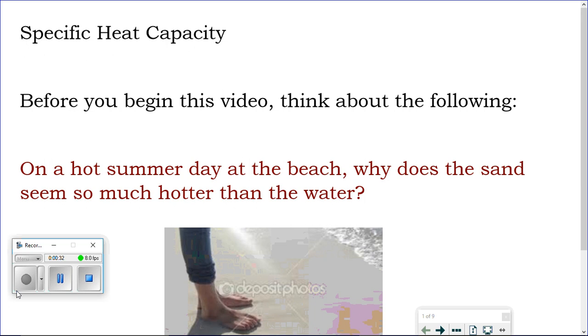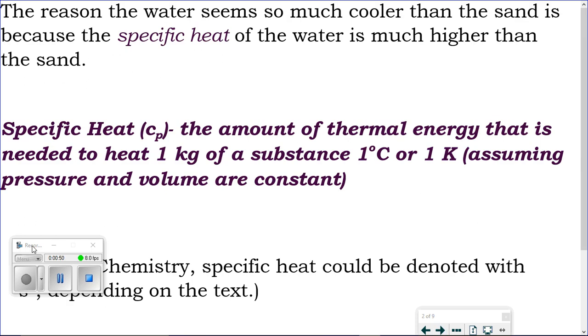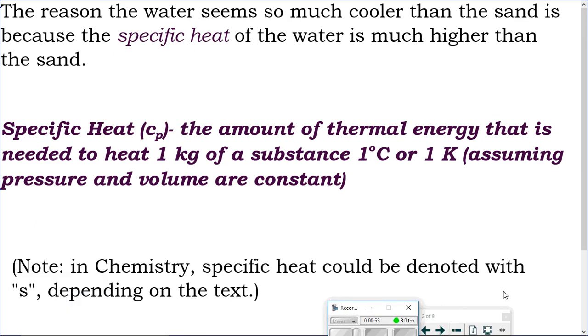So hypothesize why you think that the sand at the beach is so much hotter than the water, knowing what you know now about heat transfer and different types of substances. So you may have guessed this, but maybe not. The reason why the water seems so much cooler than the sand is because the specific heat of the water is much higher. And that means it takes a lot more energy to heat up 1 kilogram of that water than it does 1 kilogram of the sand.